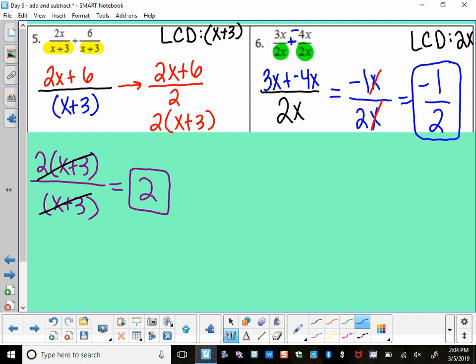Can you have a negative in a fraction? Absolutely. The only time we don't want a negative is if we start with a negative letter with like a polynomial, like negative x squared or something. That we don't want. Any questions on number 6?